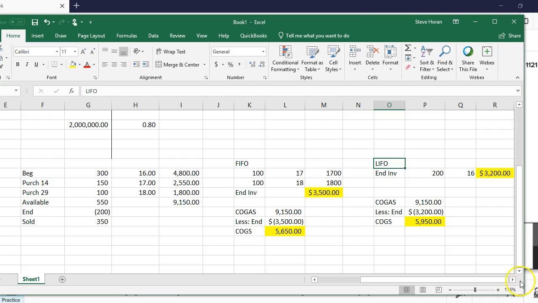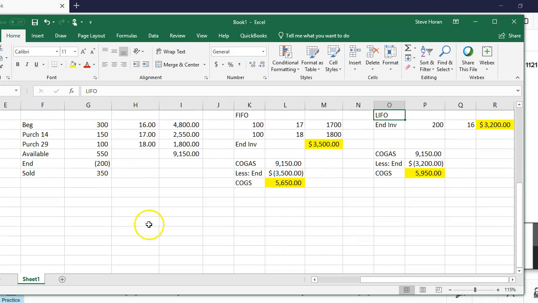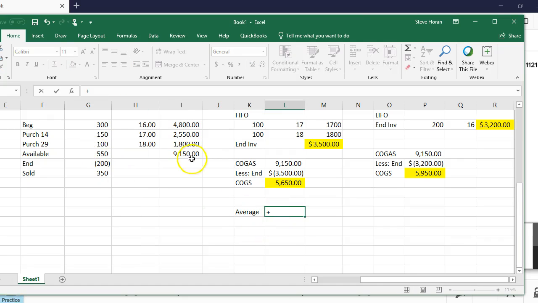Now let's do the weighted average. Let me just scoot down here, and we'll do weighted. And weighted's easy. You don't have to worry about assumptions of going forwards or backwards or anything like that. So I actually personally prefer it. All we have to do is go up here, I've got 9,150 in dollars, and that's 550 units. So my average cost per unit is the cost of 9,150 divided by the units of 550. I get 16.64.